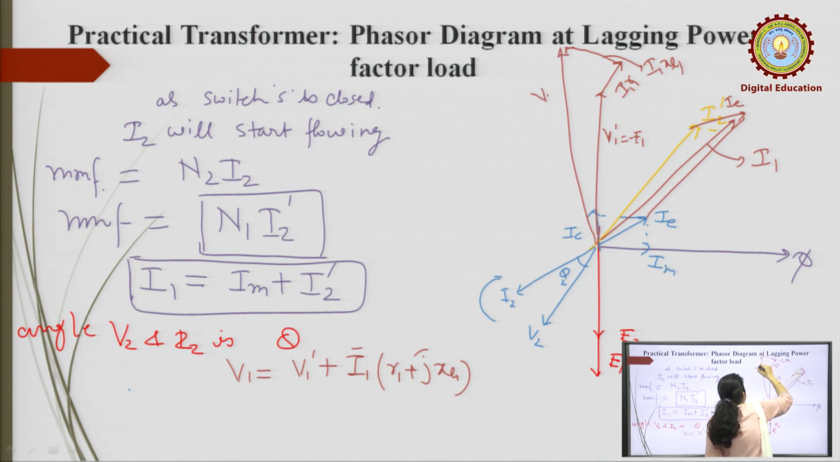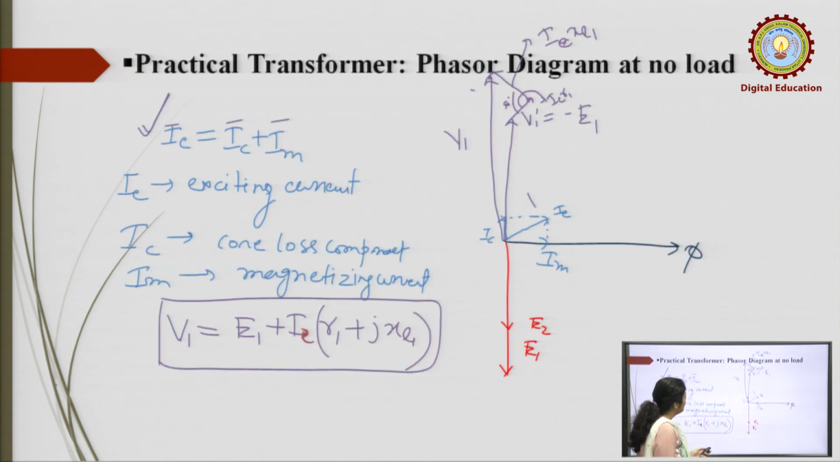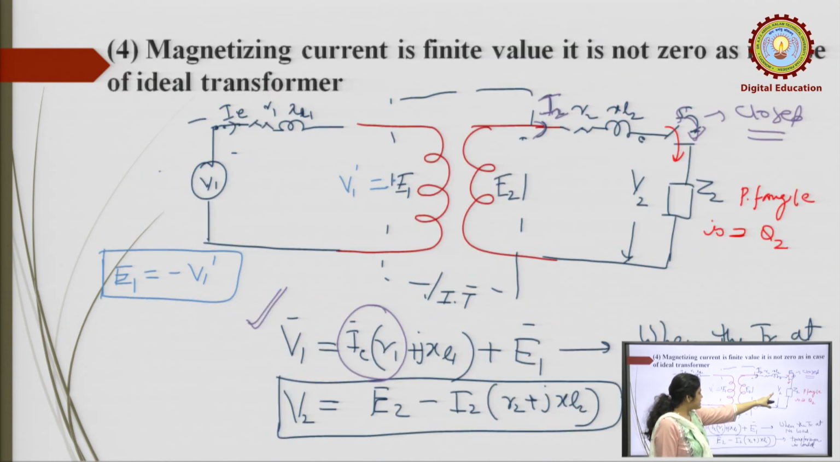So, this becomes V1. V1 is equal to V1 dash plus I1 R1 plus I1 XL1. Now, on this side you can see that V2 is not equal to E2. There is some drop due to the I2 current and due to the presence of resistance and leakage reactance. When the I2 current flows, there is a drop in the resistance, I2 R2, and a drop in the leakage reactance, I2 XL2.